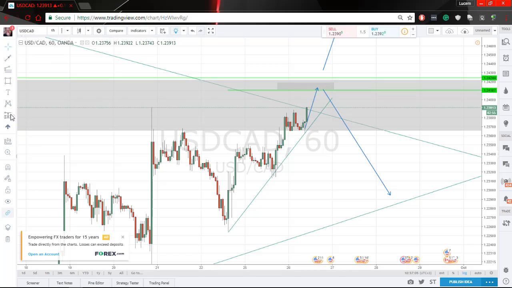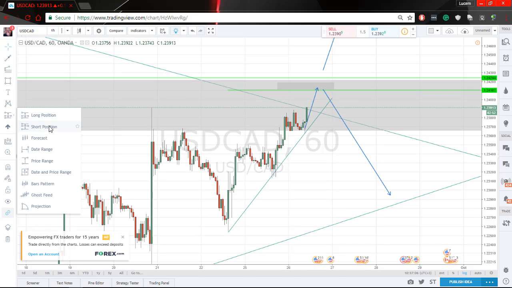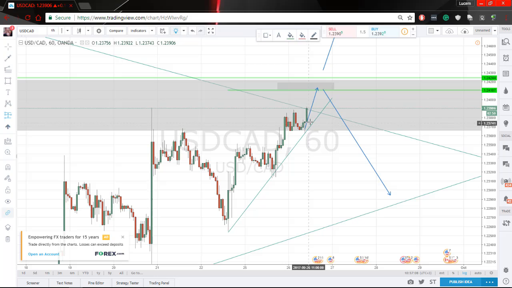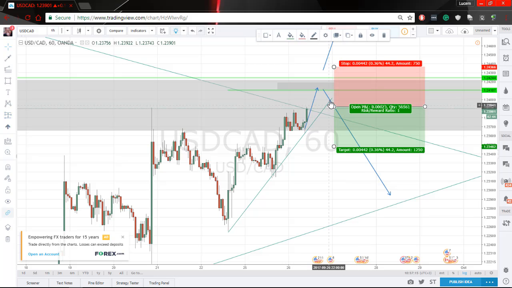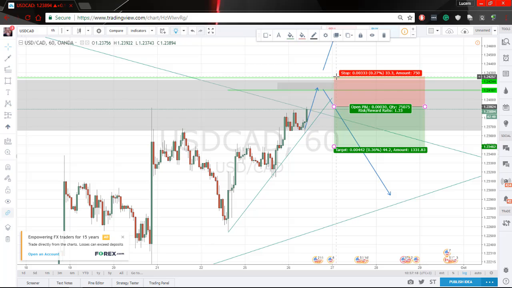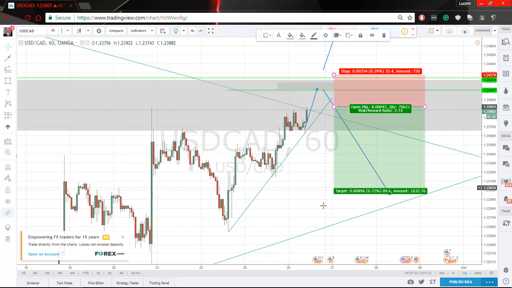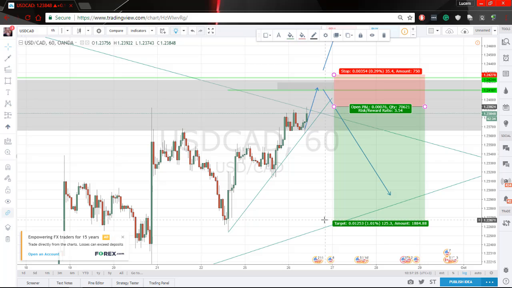So let's put a short position over here and see how we will be performing. From this area, the entry point is when this trend line is broken. After the trend line is broken, our stop loss will be at the top of this Fibonacci area, and our take profit will be at exactly this neck of the lowest candle. So those are our targets.